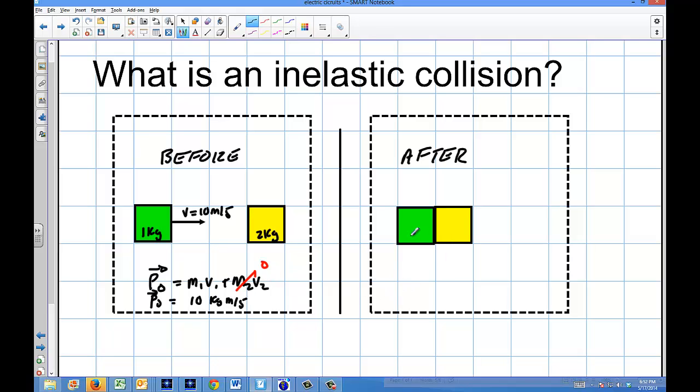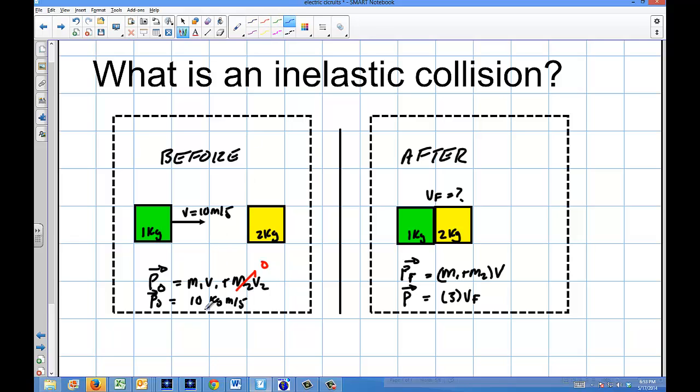Now, at the end, I can apply it again. Here's 1 kilogram, here's 2 kilograms. What's the final speed going to be that they move off with? Well, my P final is simply going to be the sum of the masses times the final speed, because now they're moving off together as one unit. So it's going to be M1 plus M2 times the V final. The mass is 3. I don't know what V final is, but I do know this.